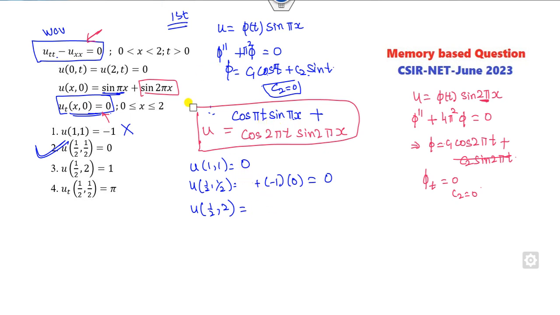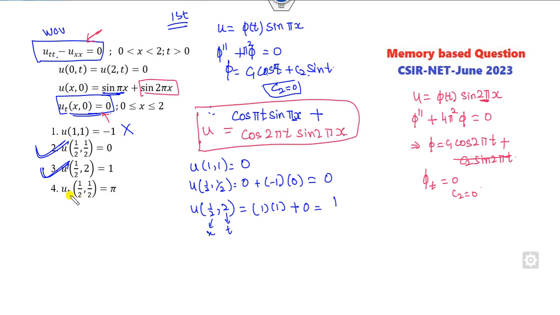So this option is also here. The first value is my x, the second is my t. So sine 2 pi, sine pi by 2 is 1, cos plus 1. x is half, sine pi is 0. So it's plus 1. So this is also the correct option.